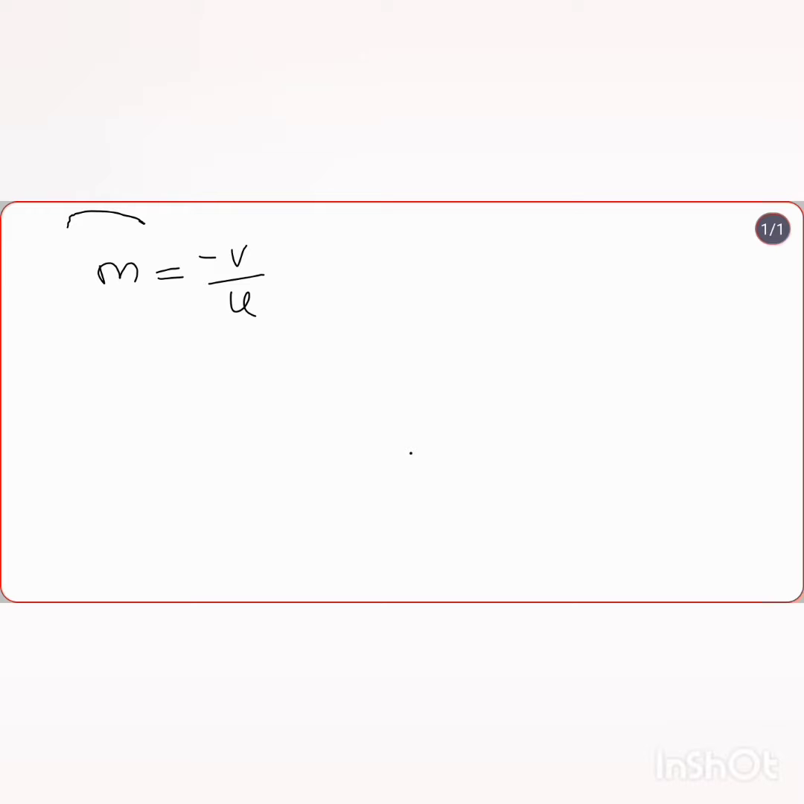Magnification means how large the size of the image is compared to the size of the object. So in this question the magnification is 3 times the size of the object, that is m is equal to 3. So from this equation v is equal to minus 3 into u.